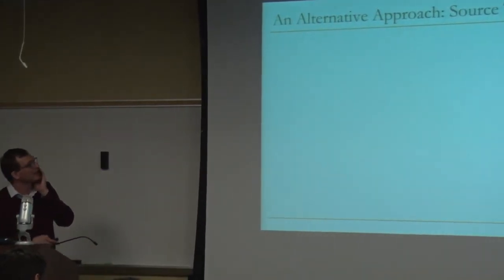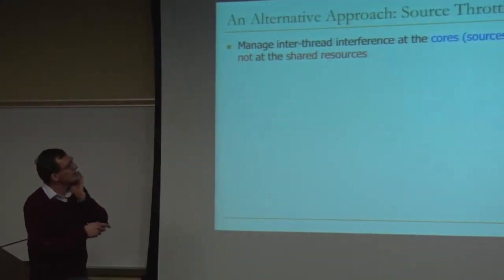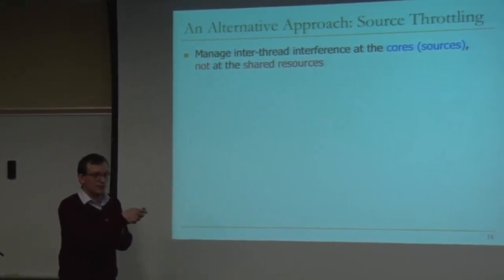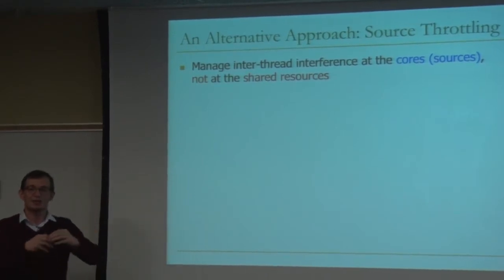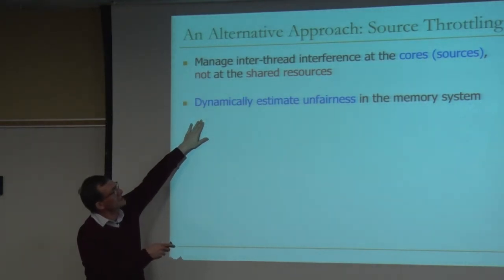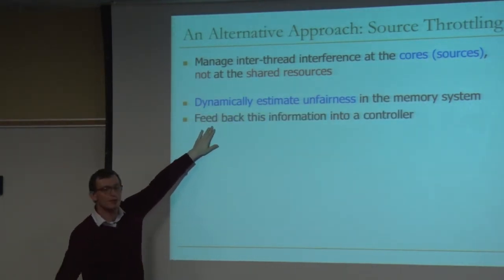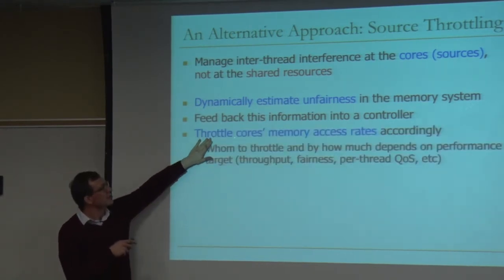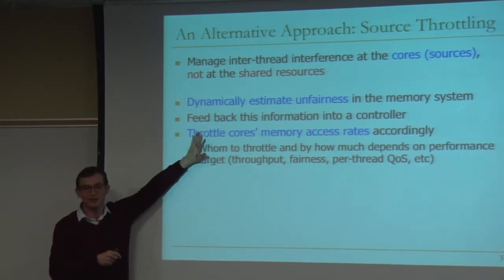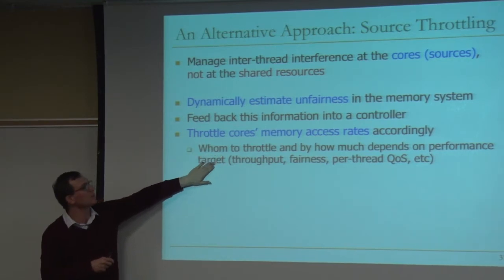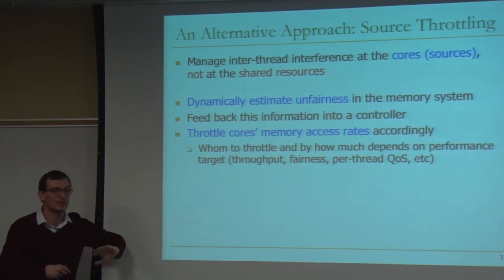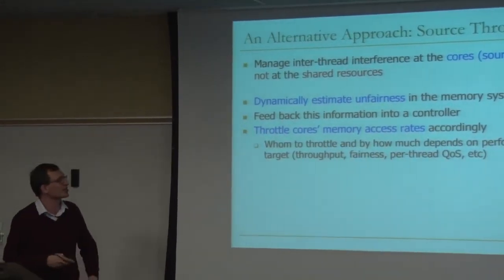I've given you the basic idea very briefly. The idea is to, instead of managing the interference that happens between threads or applications at the shared resources, which is what the memory scheduling does, manage it at the cores. Basically, somehow dynamically estimate unfairness in the memory system, feed this information back to a controller, and the controller would throttle the core's memory access rates accordingly to optimize a goal. And this goal can be flexible. Whom to throttle and by how much depends on the performance target. If you're optimizing for throughput, fairness, or per-thread performance, the target could be different, or whom you throttle and by how much could be different.